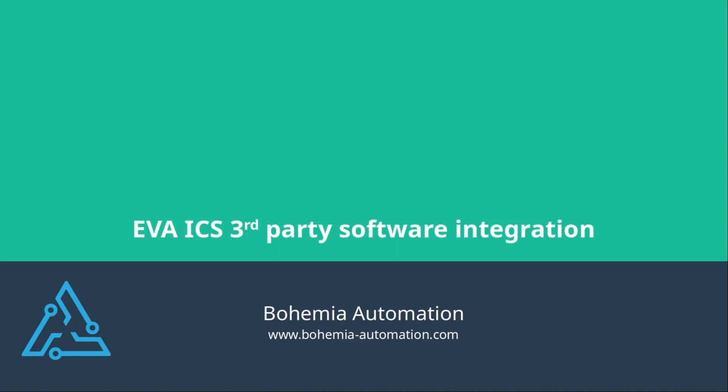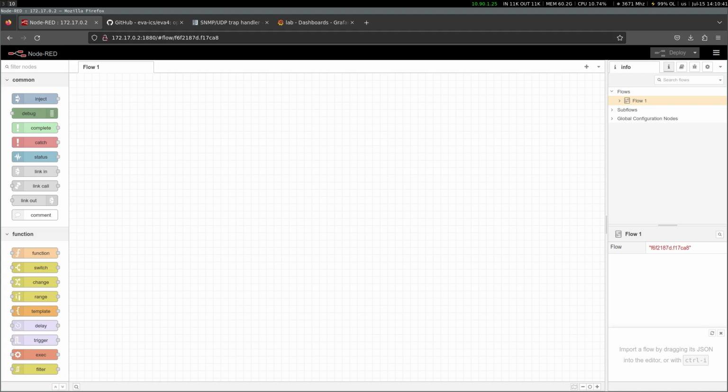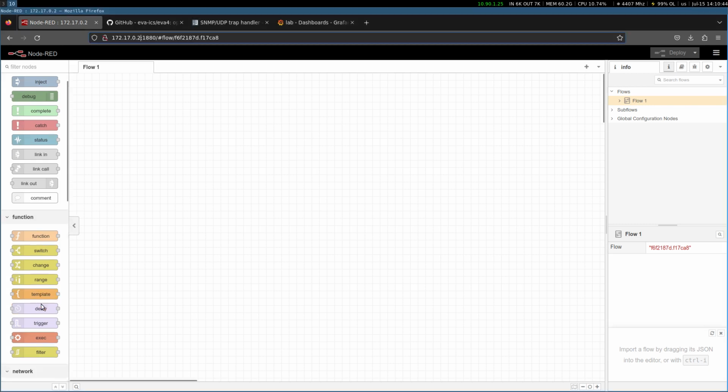So hello again, and this is the second video of this video course, and it's about integration of NodeRED. NodeRED is software initially developed by IBM and widely popular now. It can be used as a visual logic flow designer. It's sufficient for non-hard real-time automation, and it can synchronize data with EVA ICS via UDP in real time. So I have here an empty NodeRED installed, and we'll use standard components only.